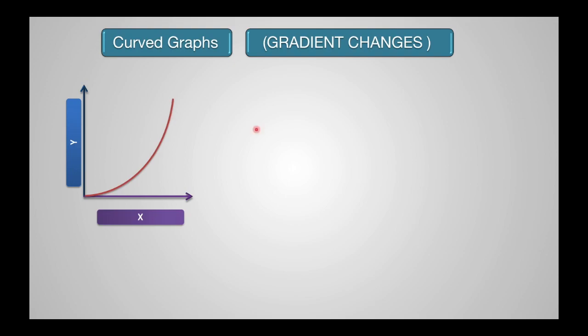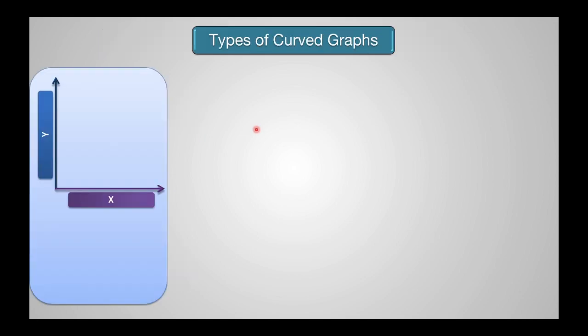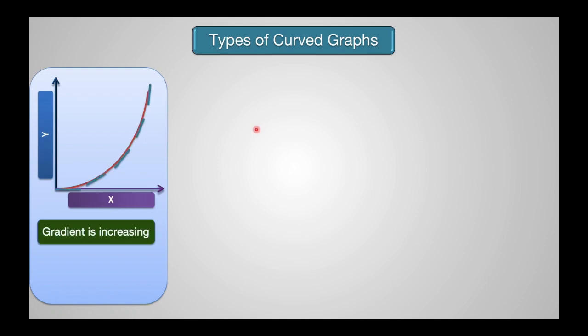And if you want to find the gradient at any particular point, what you need to do is draw a long tangent. Then find the gradient of that particular tangent line, choosing x1, y1 and x2, y2 and using the equation for gradient. Different types of curves. This particular graph we have already seen, and I told you to draw the tangent to find the gradient. From the tangents you can understand the gradient is increasing because it starts from a horizontal line and goes to a vertical line.